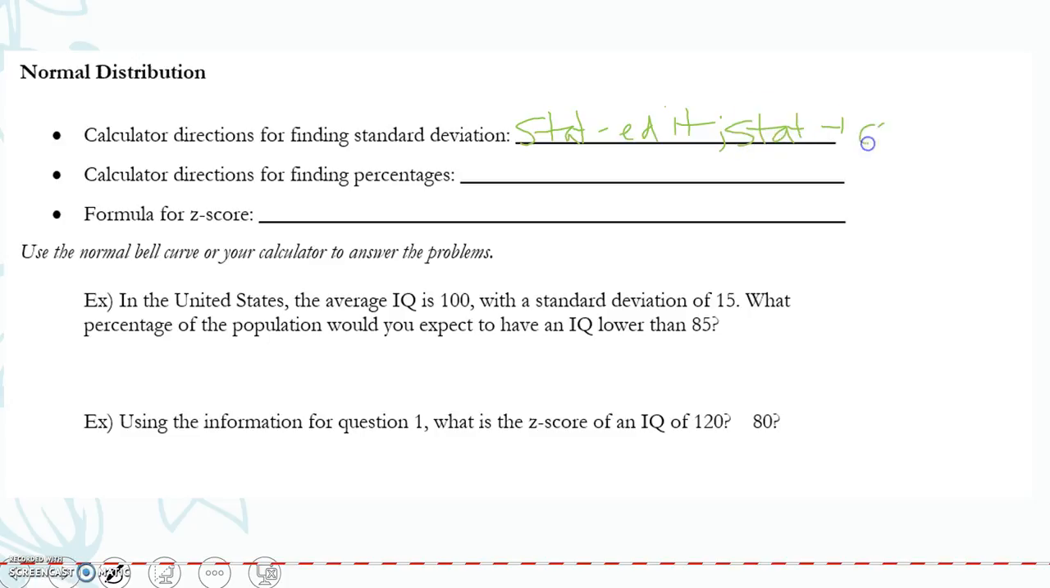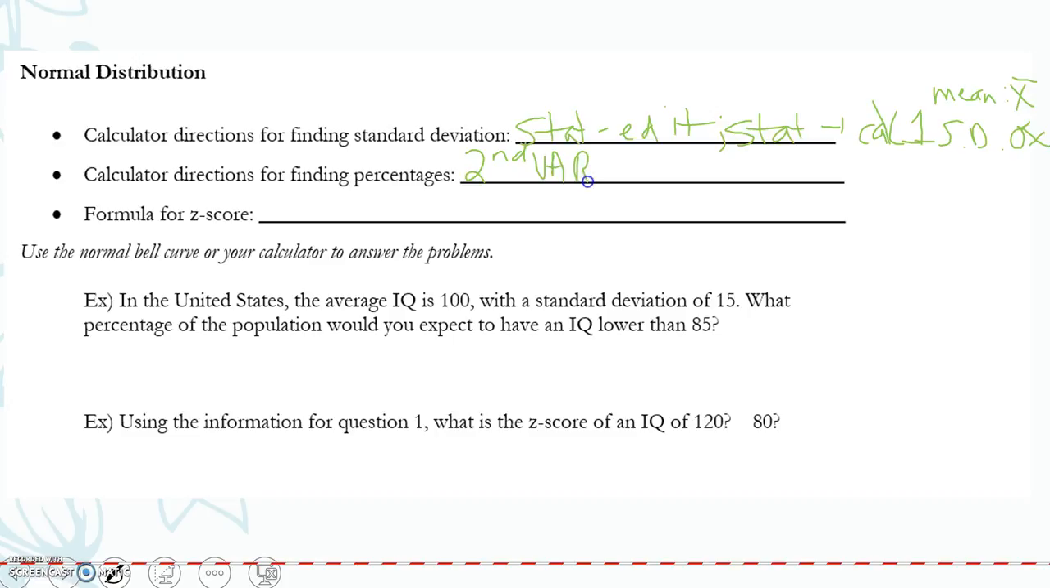You arrow over to Calc, just like scatter plots, but this time you hit 1. You'll go down, hit Calculate, and you'll get a big long list. And so mean is the first thing on that list. It's the x with the line above it. And standard deviation is the sigma with the hat, x. If you arrow down, you will get median. It's MED.